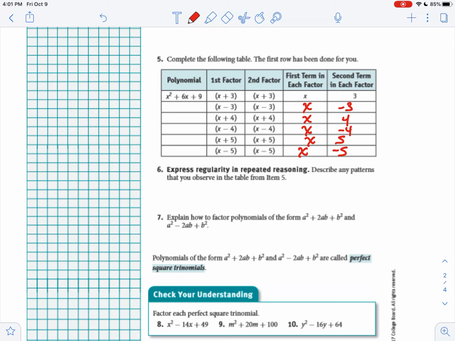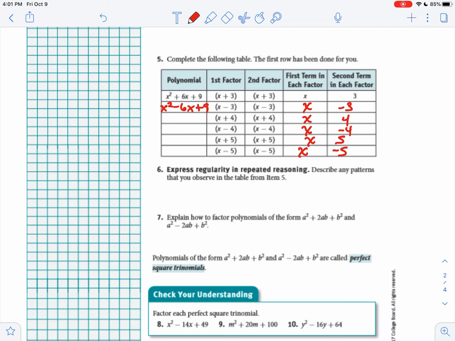So if we were to FOIL x minus 3 times x minus 3, it's almost the same as x plus 3 times x plus 3. There's just one difference. So that's going to be x squared. This time it's negative 3x and negative 3x, which makes negative 6x. But it's still positive 9 because negative 3 times negative 3 is positive 9. So there's only a difference there of the sign in the middle.